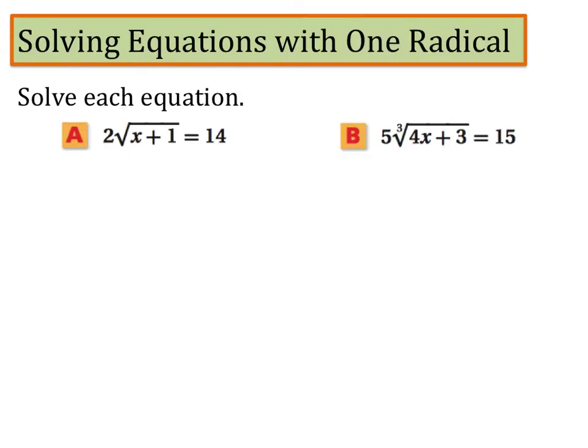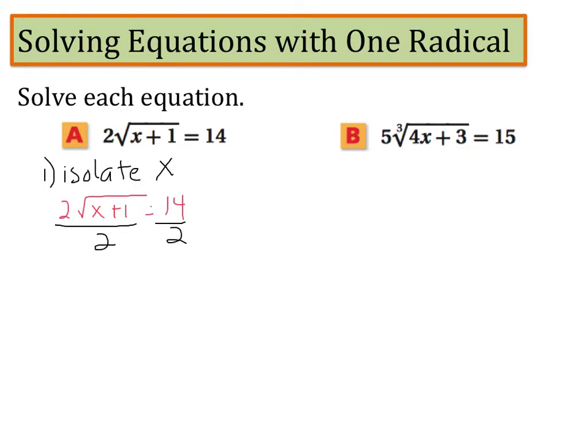Okay, now let's solve equations with one radical. So let's start with example A. For example A, I have 2 times the square root of x plus 1 equals 14. So the first thing I want to do is try to isolate x. I'm going to do that by dividing by 2 on both sides. So my equation is 2 times the square root of x plus 1 equals 14. I'm going to divide both sides by 2. After that, I'm going to have the square root of x plus 1 equals 7.